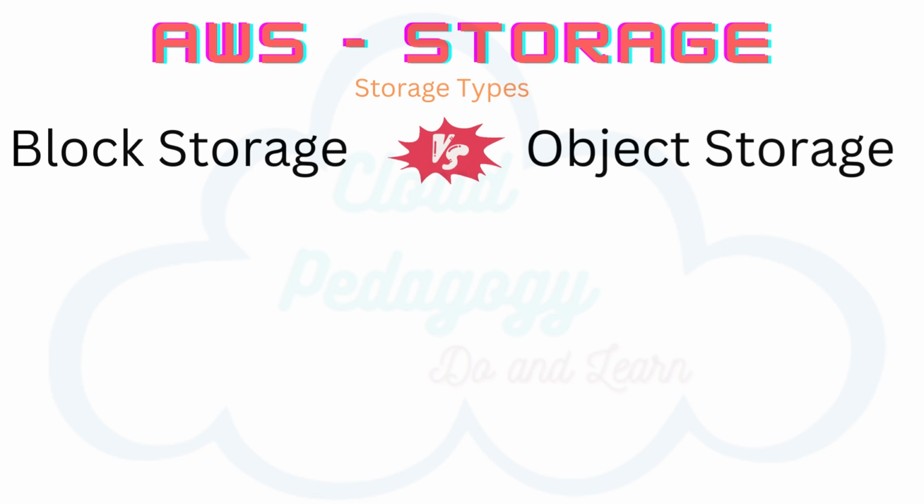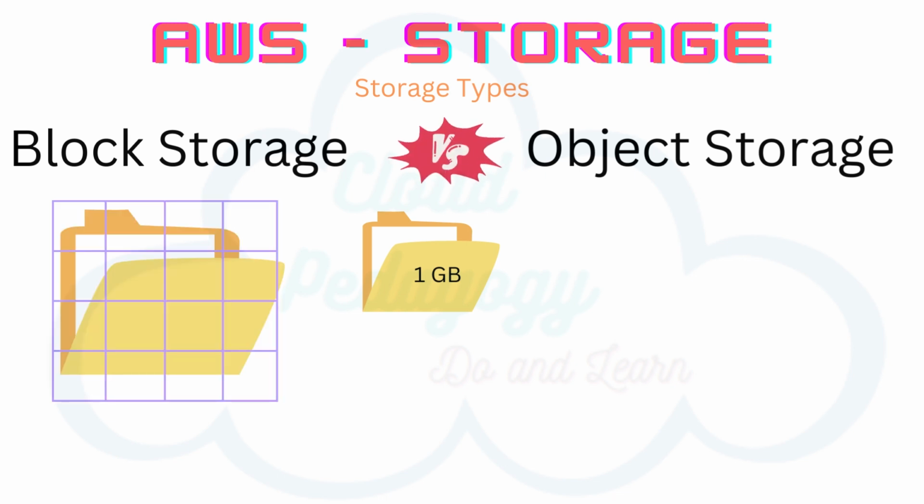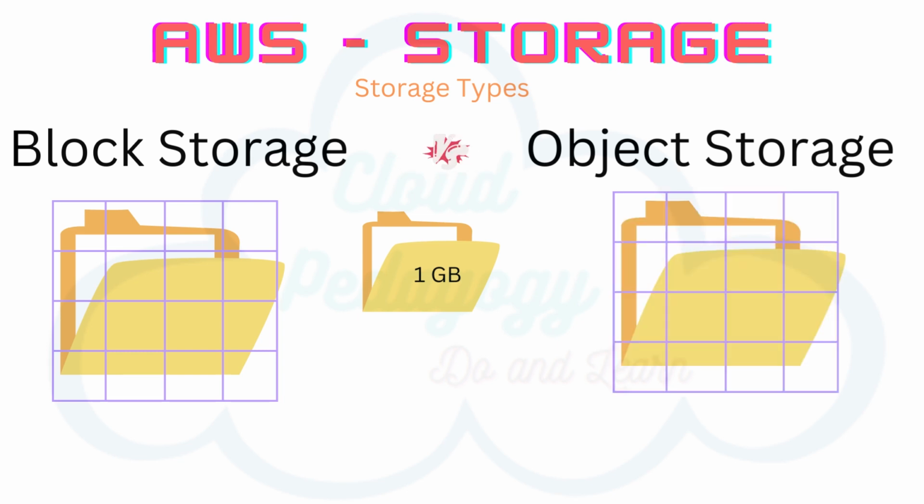I know you are still a little bit confused with block versus object storage. We'll try to understand more with an example. Let's say that I have a 1 GB file with text in it. If I'm storing this in block storage, this file is split into fixed size chunks of data and then stored. Object storage, on the other hand, treats each file like a single unit of data. This might seem like a small difference, but it can change how you access and work with your data.